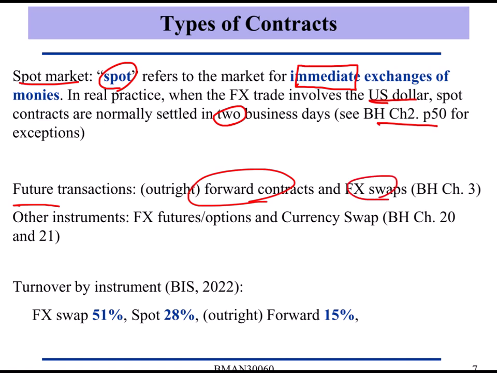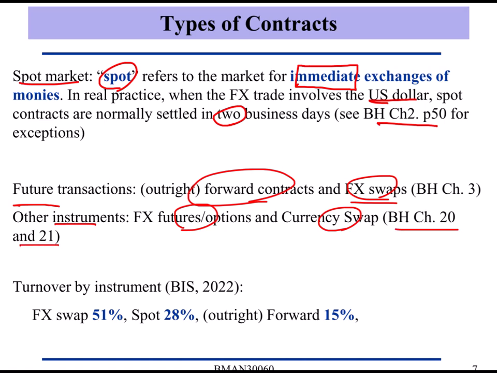I just want to make a note here. FX swap is the combination of spot and forward. We're going to talk about these using examples later on. And there are also other instruments, derivatives, FX futures, options, and so-called currency swap. We're not going to talk that much about these topics. These will be taught in semester 2. So anyway, if you are interested, you can take a look at Baker Hardwick PH chapter 20 and 21.